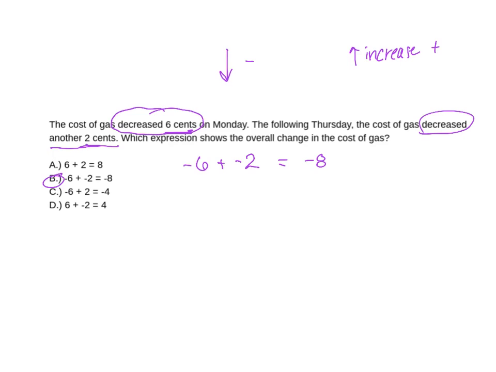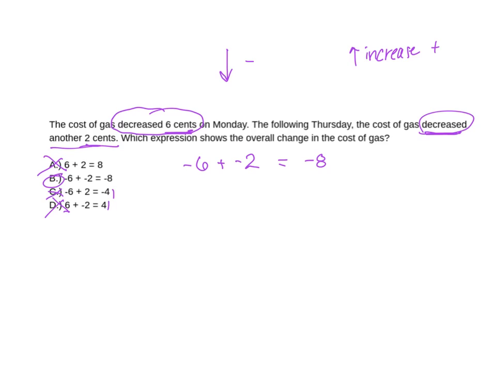A would not work because they're both positive. C, the 2 is positive, but this is saying the 2 cents was decreased, so that's not right. And letter D is also not correct because the 6 is positive here. Also, if you check, those sums wouldn't make sense anyway. Okay, so the answer here was B.